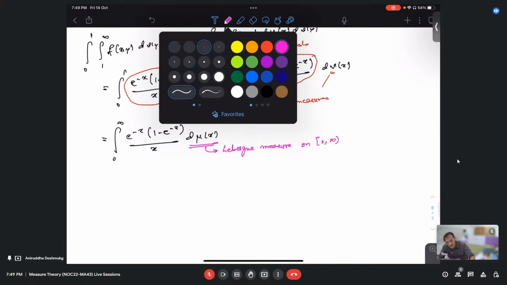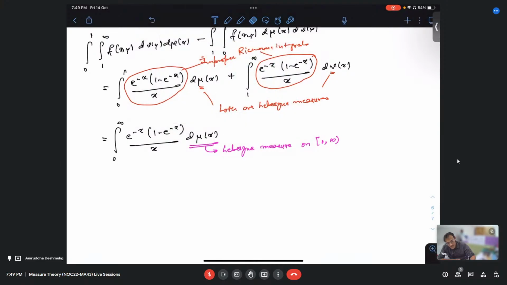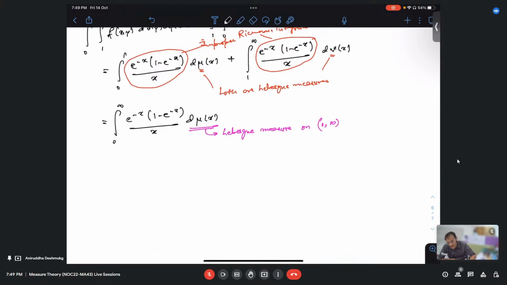Okay, so open at 0, because division by x is not very suitable. We can extract upon it. Now, notice that for x positive, e to the power minus x is positive, and 1 minus e to the power minus x is also positive.